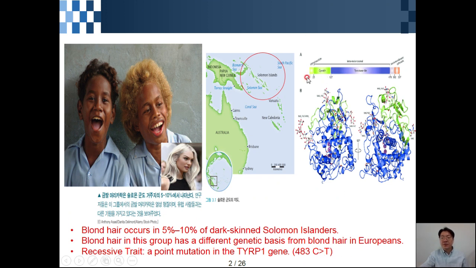So this is the TYRP1 gene. Around this location, only one nucleotide, C, is changed to T, and it can induce blonde hair. But this is a recessive trait, and this blonde hair has a different genetic basis from blonde hair in Europeans.